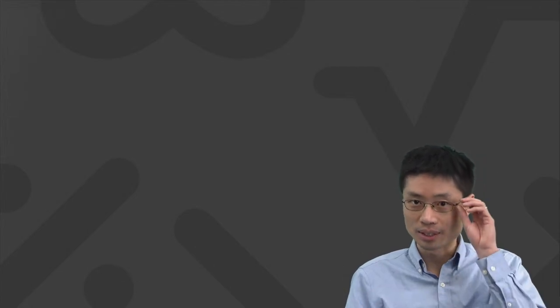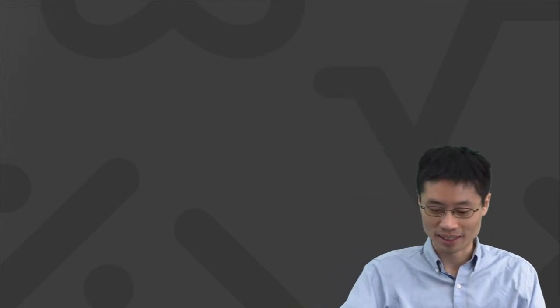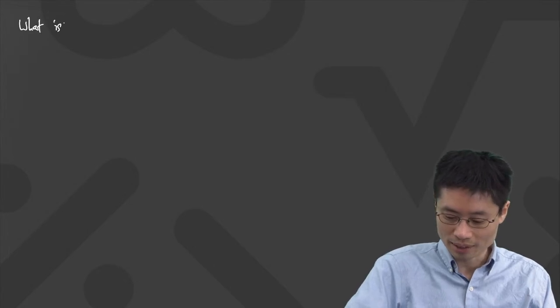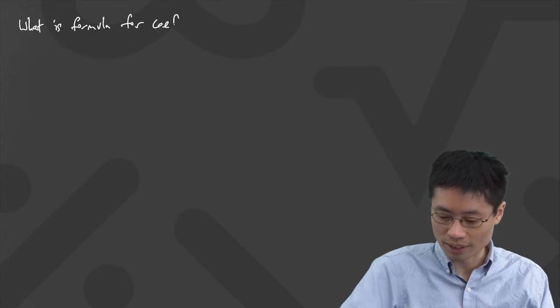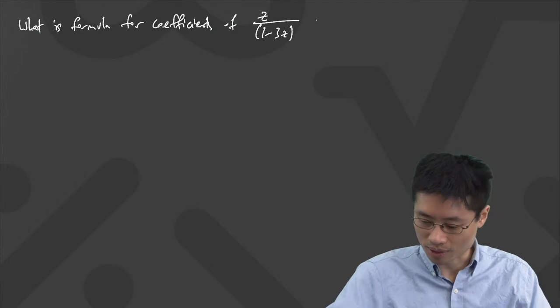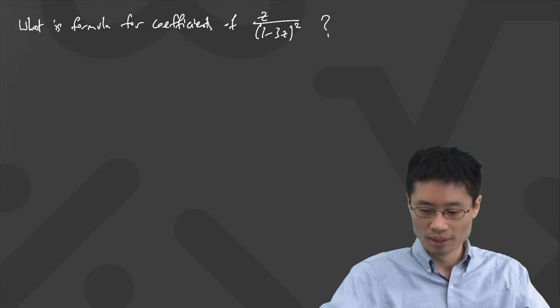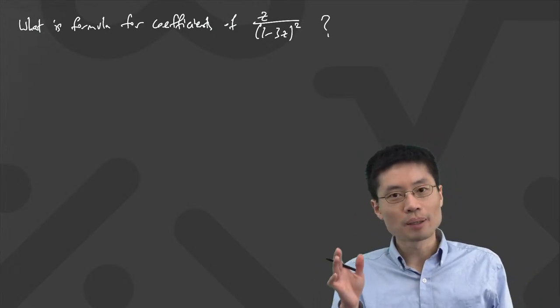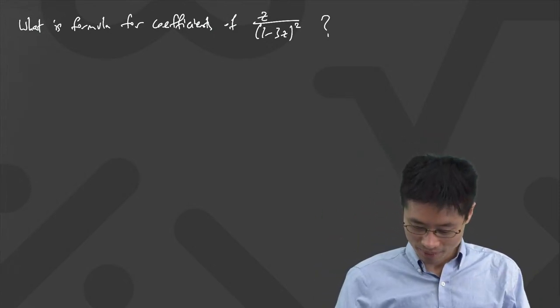We'll do this in two different ways. We'll start with one way today, and we'll continue with another way tomorrow. Or we might do both today. Let's see. So my big question is, what is a formula for the coefficients of z over 1 minus 3z, whole thing squared? That's the deep question we need to answer now. Well, let's start by asking an easier question.